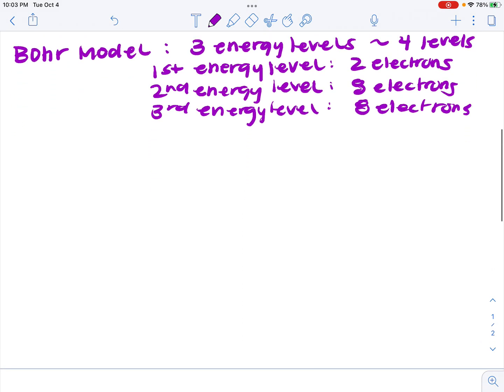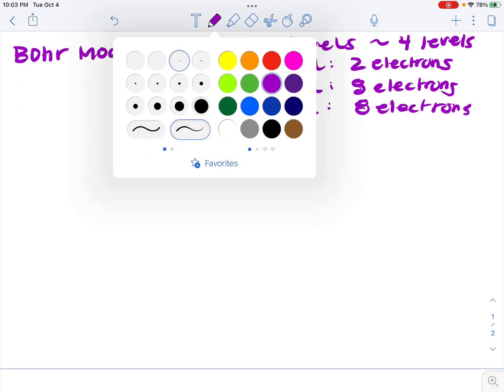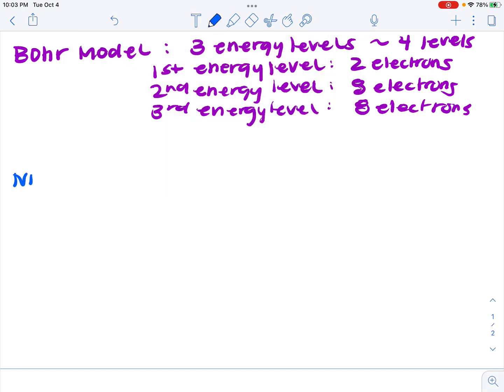So let's go ahead and draw the Bohr model of nitrogen so that we can get some review with this. If we look at the periodic table, nitrogen has an atomic number of 7, which means it has 7 protons. Its atomic mass is 14. We subtract that by the number of protons. We have 7 neutrons. And we're going to assume that nitrogen has 7 electrons because it's in that nice balanced position.